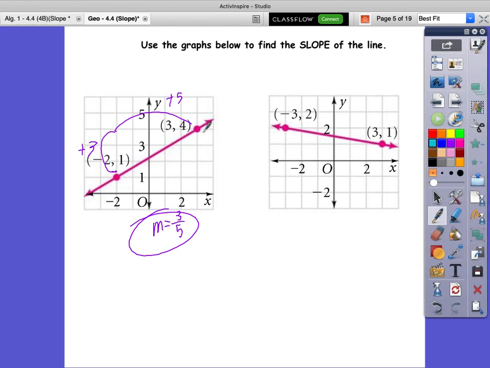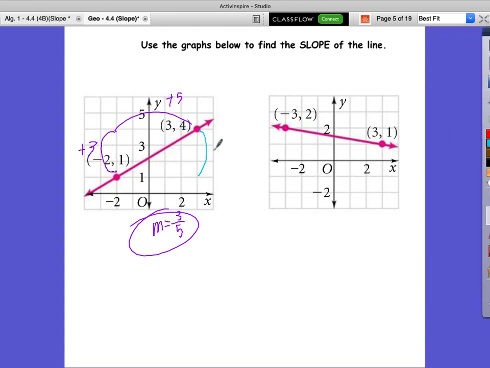Okay? Could we also go the other direction? Sure. Okay, what's our rise here? Negative 3. What's our run? Negative 5. Negative 3 divided by negative 5 is 3 fifths. How did you get that? Where do you decide where to put it? Where in that area do you see a negative 3?